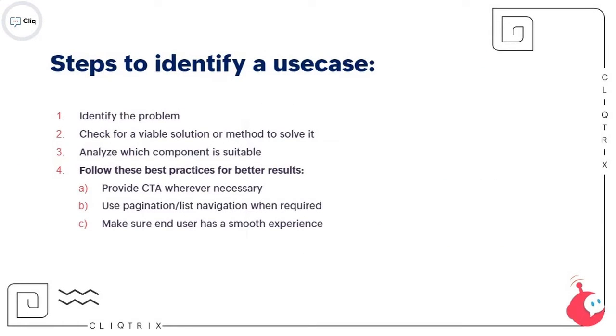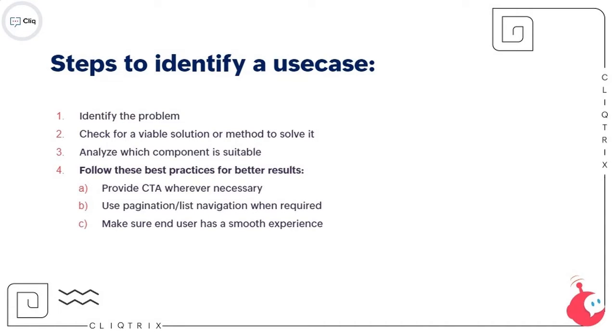So the steps to identify a use case. What are the steps you can follow? First, you have to identify a problem or a potential situation where you can upgrade the services of Cliq. Then, after identifying the use case, you have to start analyzing which component of the Cliq platform can best solve the problem. The components include all the components that we saw till now. The best practices that can get you better results are providing CTA wherever necessary in the form of buttons or links. For larger results where you cannot populate the results altogether in a single place, you can use pagination or list navigation. Finally, handle all the configurations and setup in a smart way so that the end user has a smooth experience using your extension.